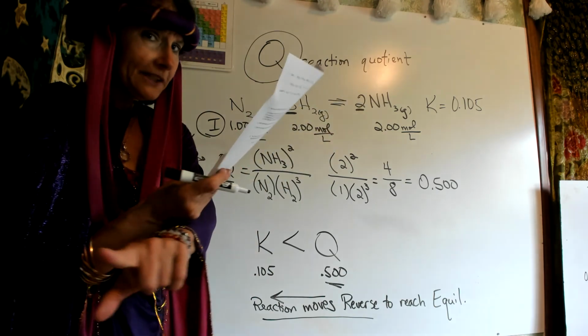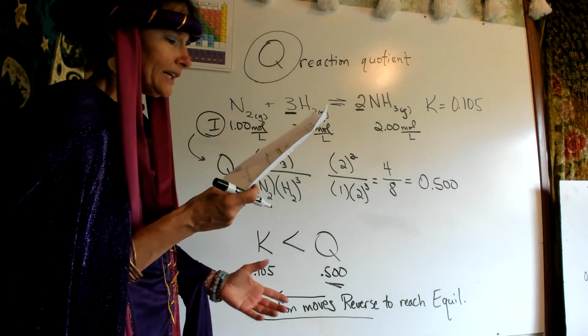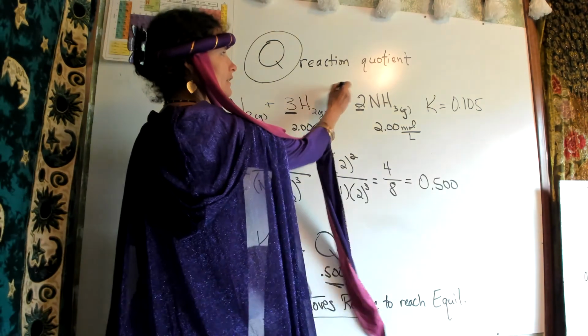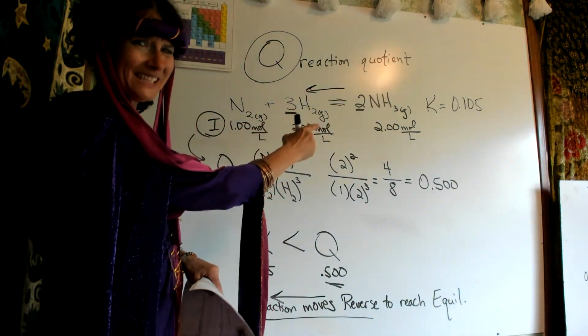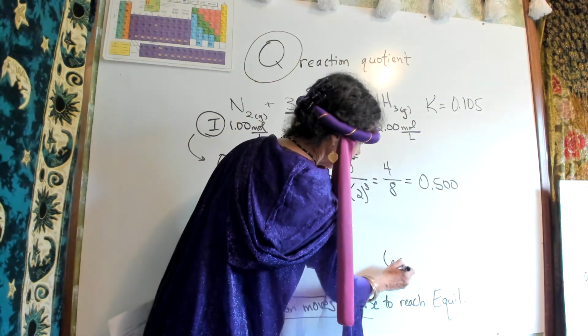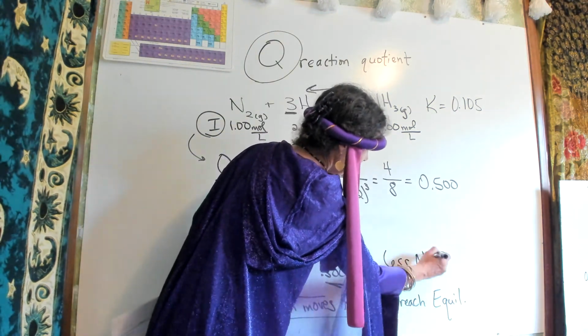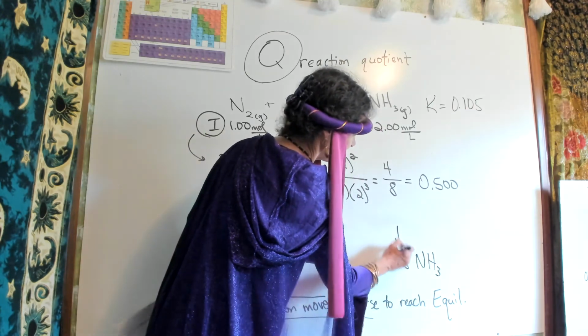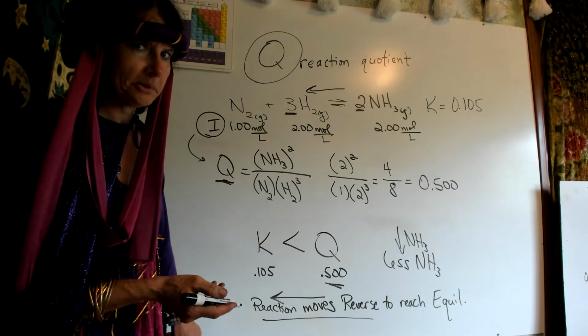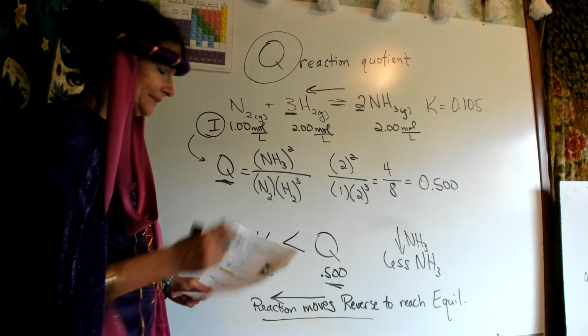Oh, so we have to finish answering. So will more NH3 form? It's moving reverse, which means NH3 is going to react more. So you're going to end up with less NH3. You can use words, or you can just say decrease the NH3 at equilibrium. Not to 0, but less than we started with.